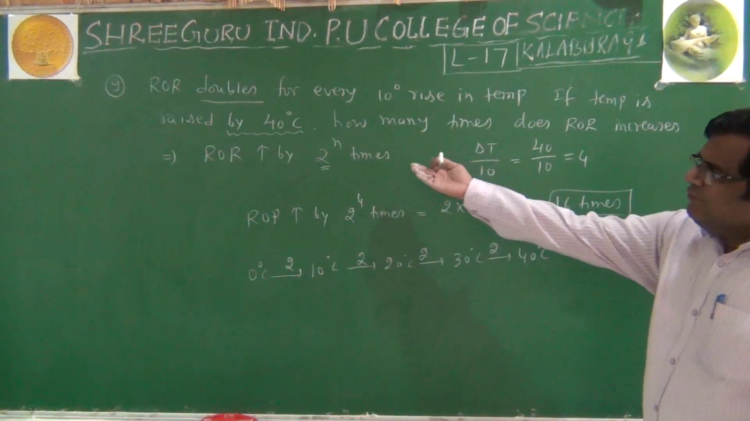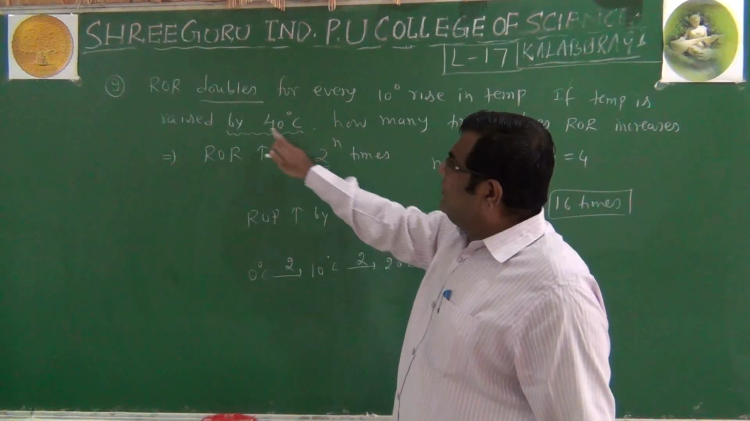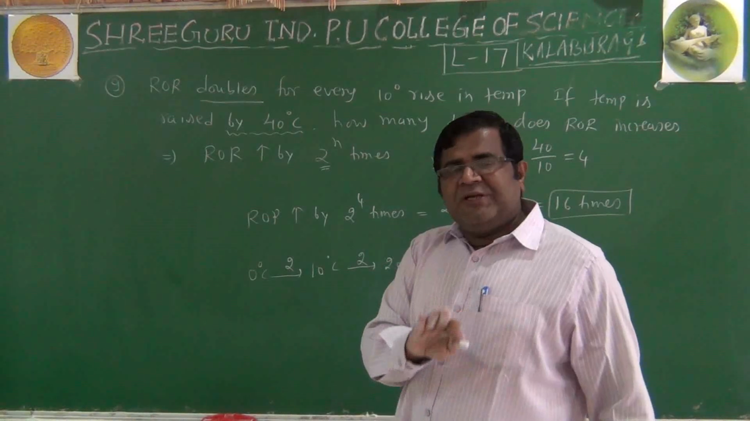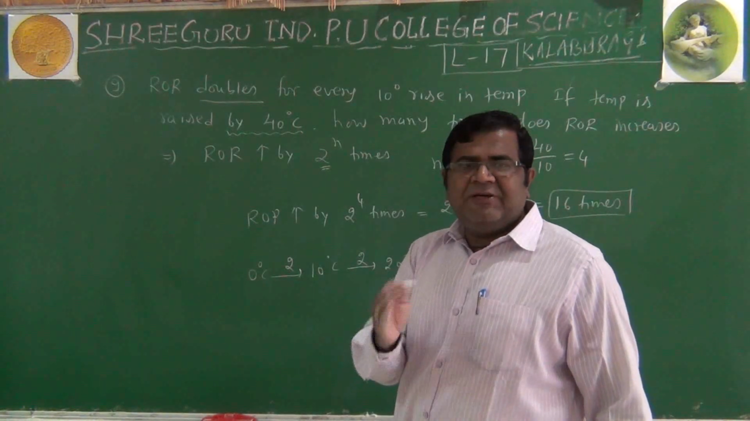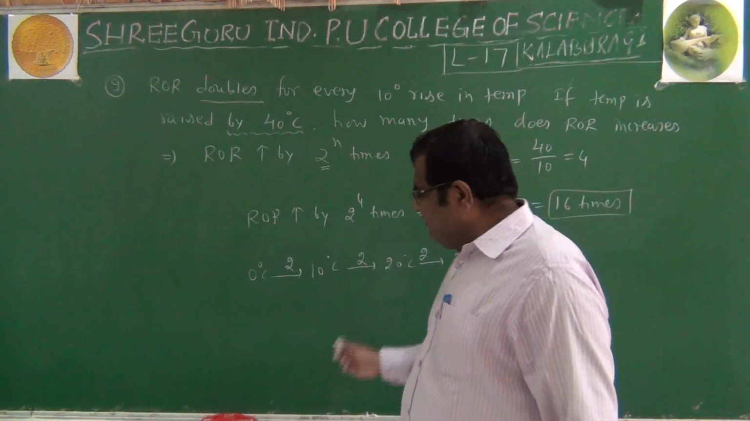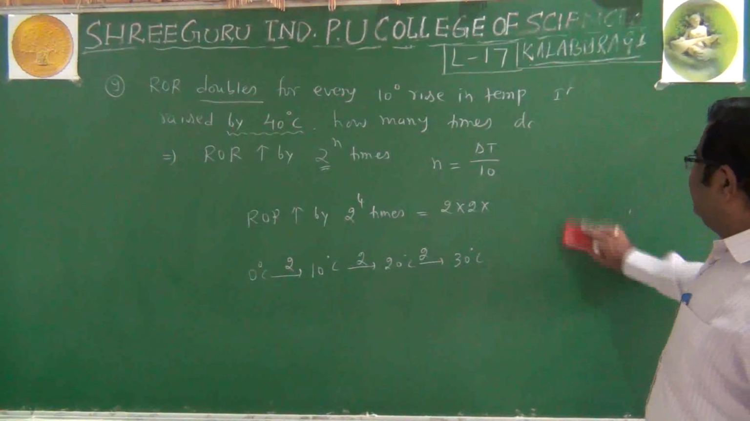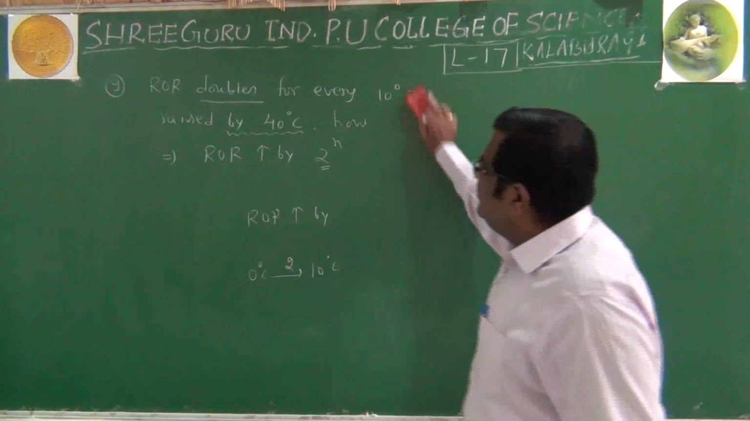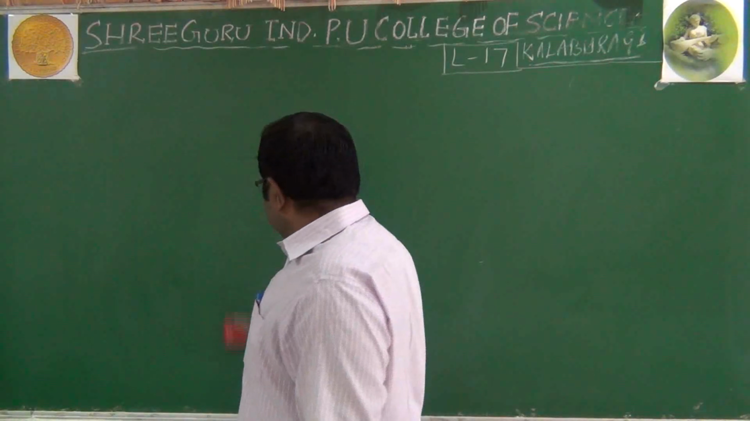or we can just use this formula. If it triples, 3 raised to n, where n is given by delta T. If 2 temperatures are mentioned, from 10 degrees Celsius to 50 degrees Celsius, 50 minus 10 will be the delta T, final temperature minus initial temperature. And you can easily solve this type of questions. So this is all about the various questions of chemical kinetics.